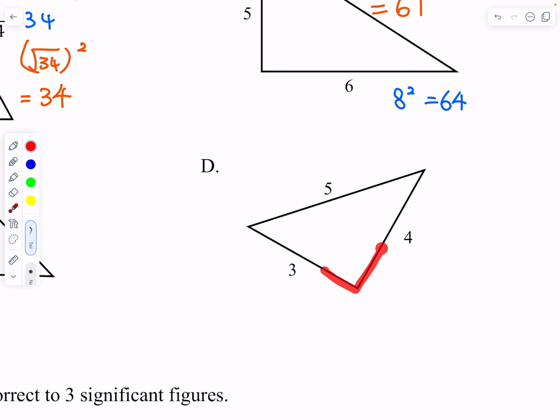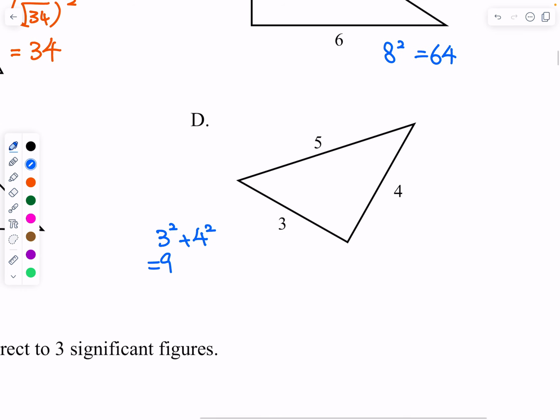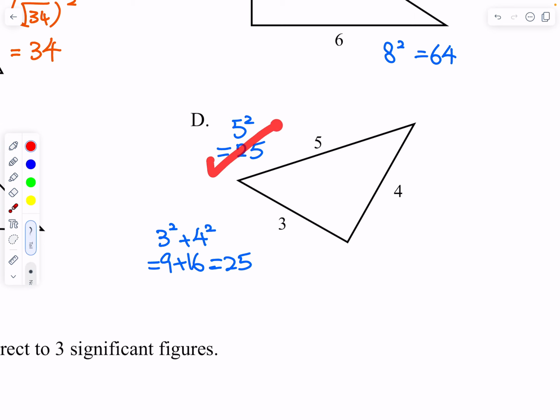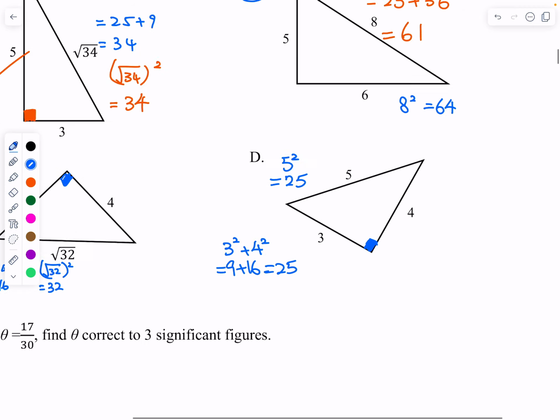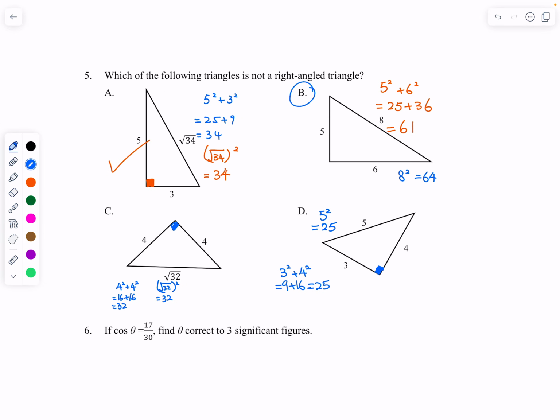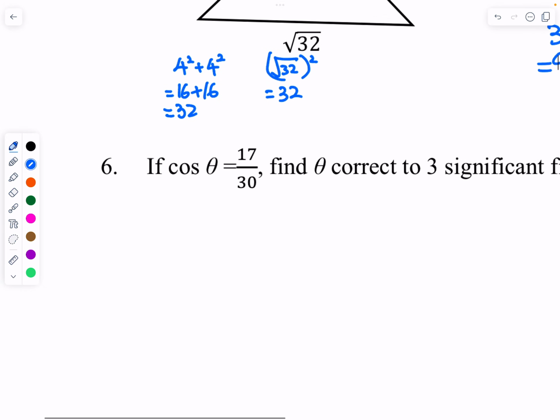So the smaller two lines, square them up and then sum it. So 3 square plus 4 square, you can get 9 plus 16, 25. And then also check with the longer line, square it up. What do you get? 5 square is 5 times 5, which is 25. Are they the same? Yes. If they are the same, they are a right angle triangle, and you can put the right angle symbol there. Okay, easy? Good.